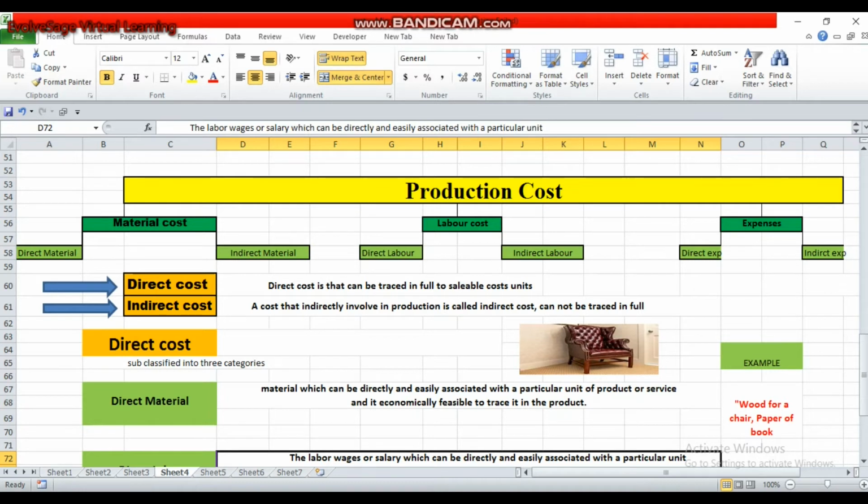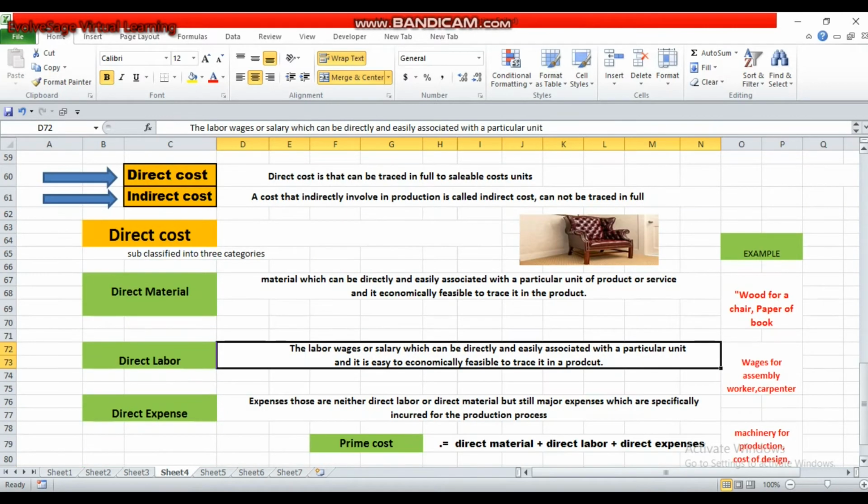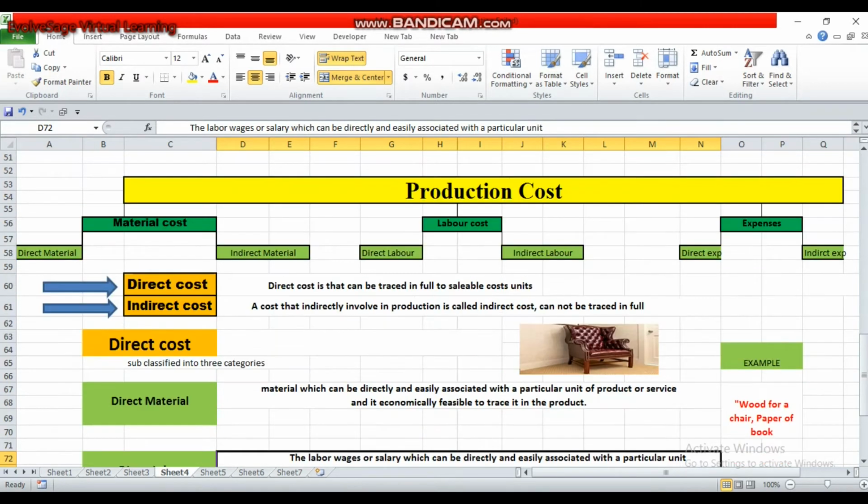Okay, so let's discuss direct costs. If it is feasible for us to measure the quantity and cost that has been consumed in a single product, then that cost of the product will be called direct cost. Okay, let me repeat it again.